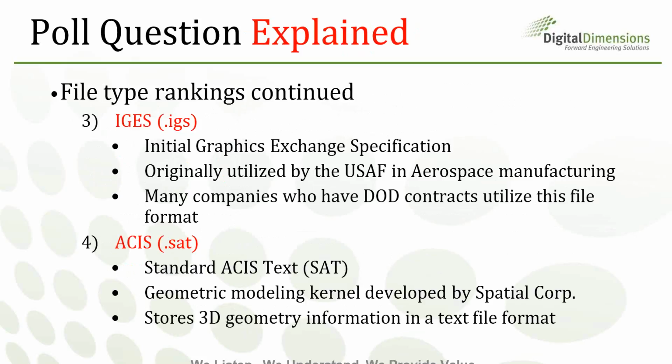The next one was ACIS. It's a SAT file, and it stands for Standard ACIS Text. This is simply a geometric modeling kernel developed by a company called Spatial Corp, and it stores 3D geometry information in a text file format. Nothing really special here. Didn't look like anyone was really using ACIS files, so I'm not going to go into too much more detail on those. It's another option out there for dumb geometry. Don't see it very often, but it's there.